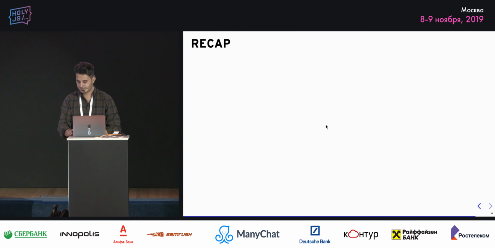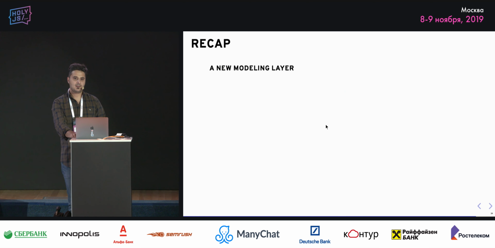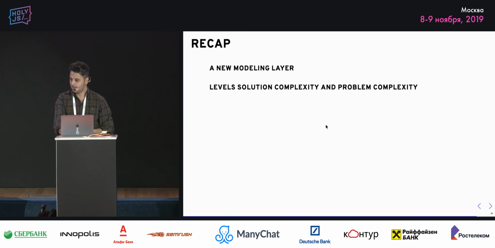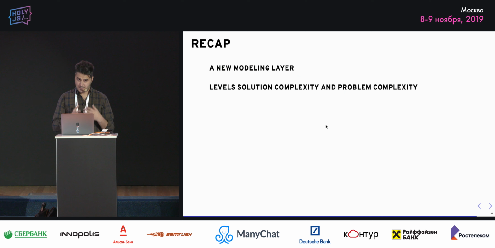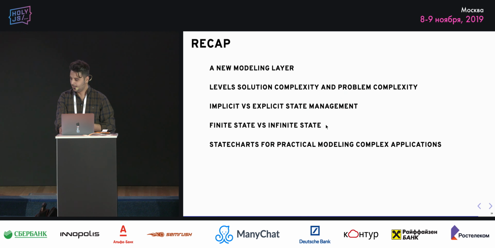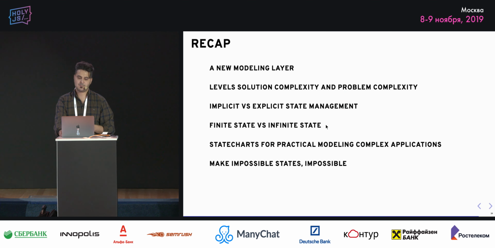So as a recap, we learned how adding a new modeling layer can give us multiple benefits and avoid a lot of problems. We have seen that if you use a good, proper modeling, you can level, at the best time, the complexity of your problem to the complexity of the solution. There are implicit and explicit ways to think about a state, and states can be finite or infinite. And you can use a state chart for practically modeling complex graphical user interfaces, which makes impossible states impossible. And also, they avoid mutual exclusivity problems.